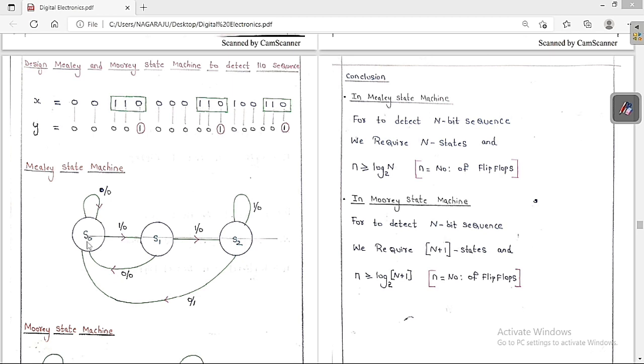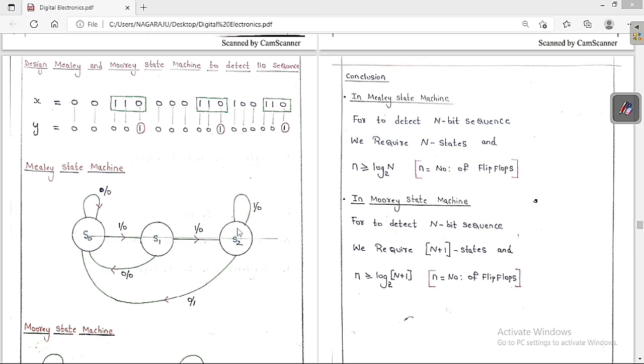So for the state S0, if the input is 0, the output should be equal to 0 and it has to stay in the same S0 state only. If the input is 1, the output should be equal to 0 and it has to move to state 1. If the input is 0, the output should be 0 and it has to go back to the initial state. From here, if the input is 1, the output should be equal to 0 and it has to move to state 2.